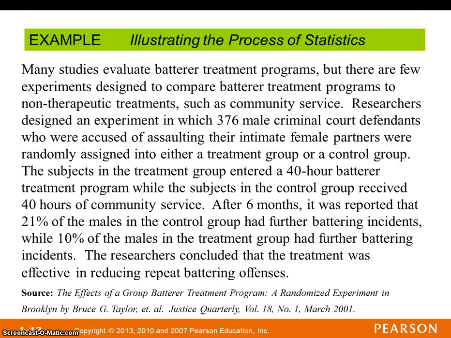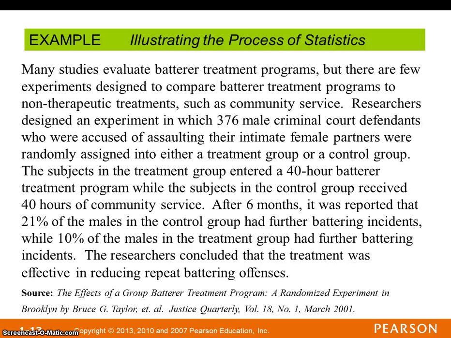So let's look at an example illustrating the process of statistics. Many studies evaluate batterer treatment programs, but there are few experiments designed to compare batterer treatment programs to non-therapeutic treatments such as community service. So we're talking about people that batter their spouses or beat their spouses.